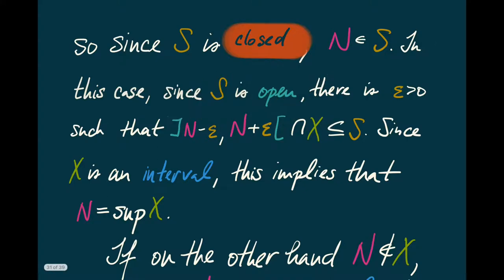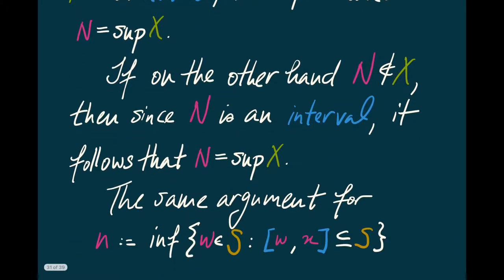On the other hand, what if N is not an element of X? Perhaps N is plus infinity, in which case it very much isn't an element of our X. Nevertheless, since X is an interval, it follows that N must be the supremum of X. We've shown that N, capital N, must be the supremum of X, and if N is an element of X, then N is also an element of S.